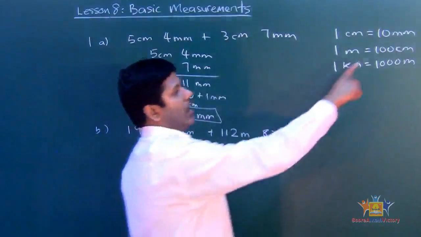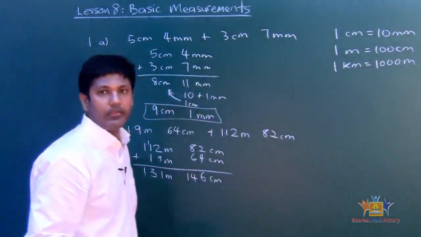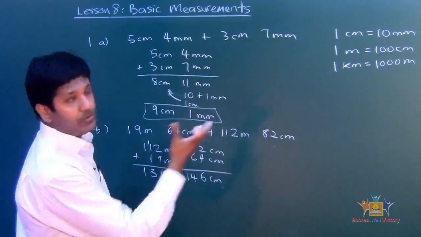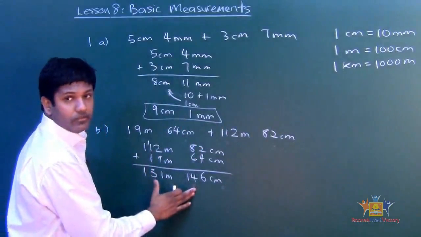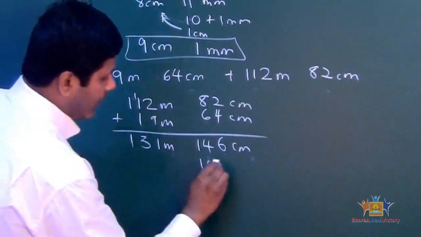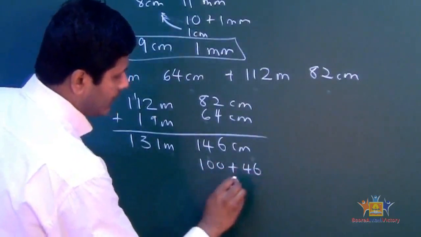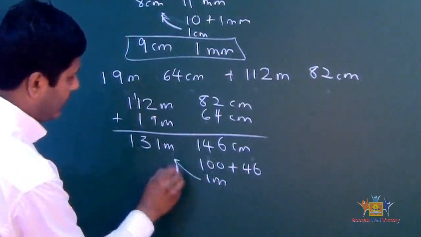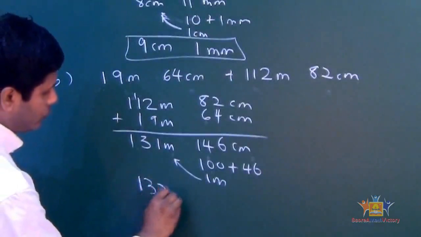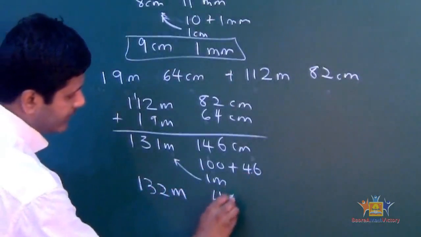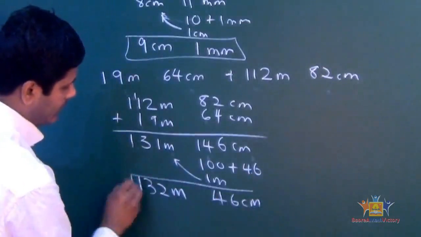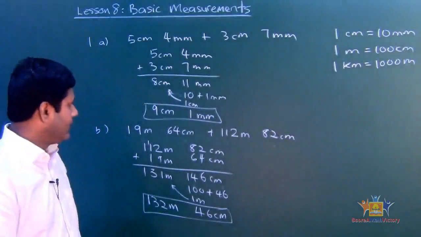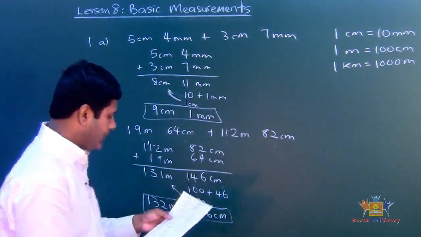Look at that. 100 centimeters is the minimum. You want to go below 100 centimeters, because 100 centimeters makes it 1 meter. So I can break this one as 100 plus 46. See that? That means this becomes 1 meter. I can add it to that. So that gives me 132 meters and 46 centimeters. And that's my final answer right there. See that? Pretty easy, isn't it? Okay, good. Now let's look at problem number C.